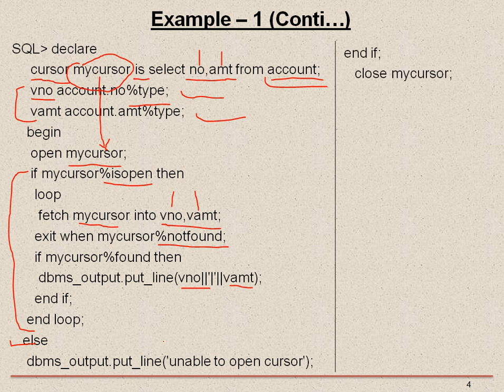Okay, and the last step is to close the cursor. So close, the cursor name, and terminate. Okay, and execution. Clear? This is the simple way you have to create an explicit cursor. Whenever I'm executing this, it will give the message: PL/SQL procedure successfully completed.